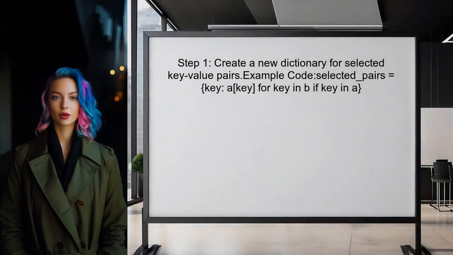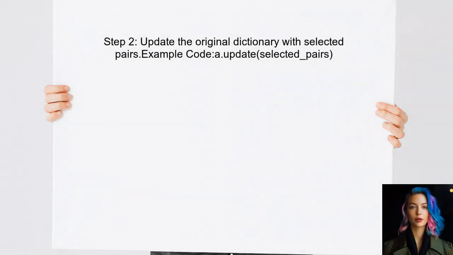To begin solving this problem, the user should create a new dictionary that will hold the selected key value pairs from the original dictionary. This can be done using a dictionary comprehension. Next, the user should update the original dictionary with the new dictionary. This can be achieved using the update method, which merges the selected pairs into the original dictionary.